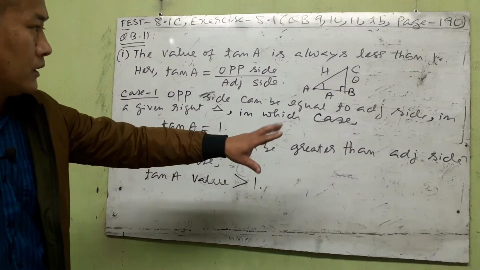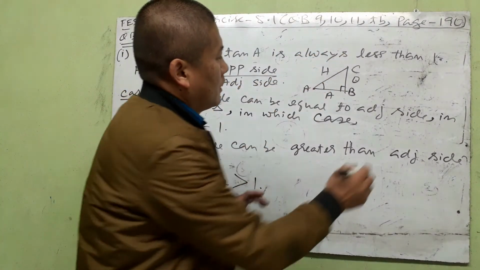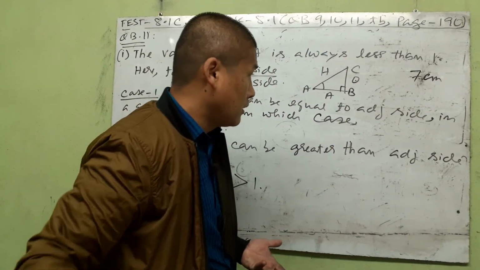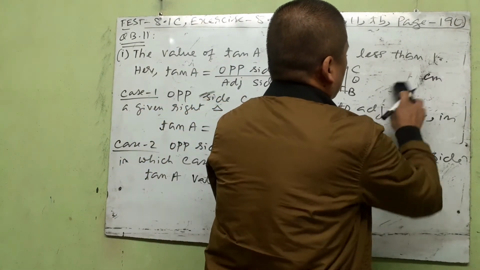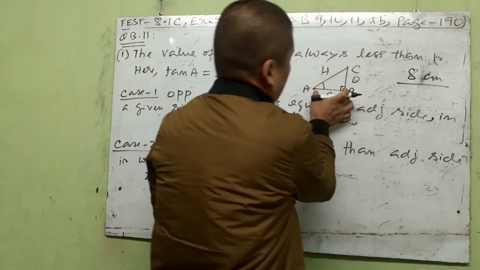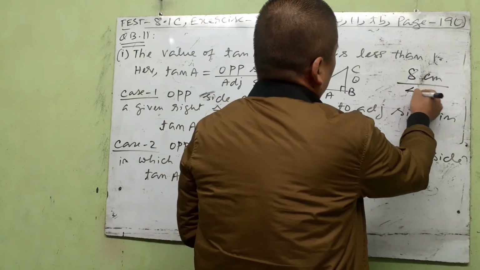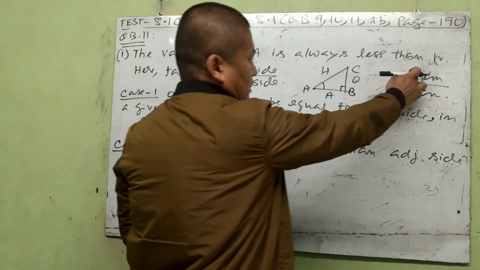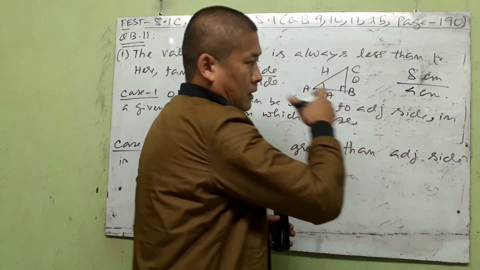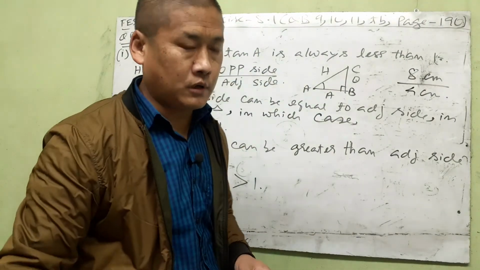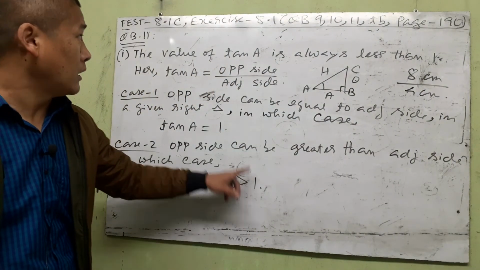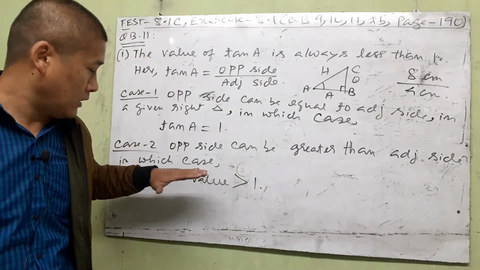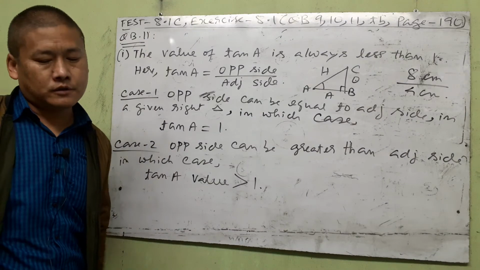If opposite is greater than adjacent, means opposite here, BC, maybe like 7 centimeter or 8, whatever you like, then adjacent can be here 4. So opposite greater than adjacent, then numerator will be bigger than the denominator, and we know that that number is greater than 1. That's why tan A value will become greater than 1. So they're saying the value of tan A is always less than 1 is already not true from the second case. So this is a false statement.